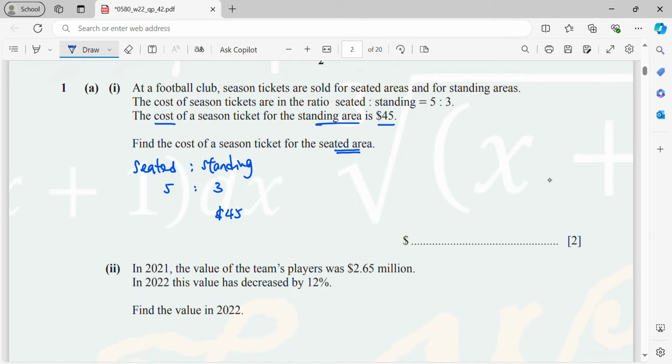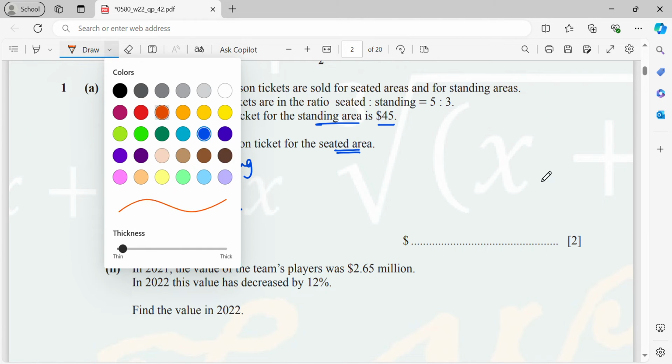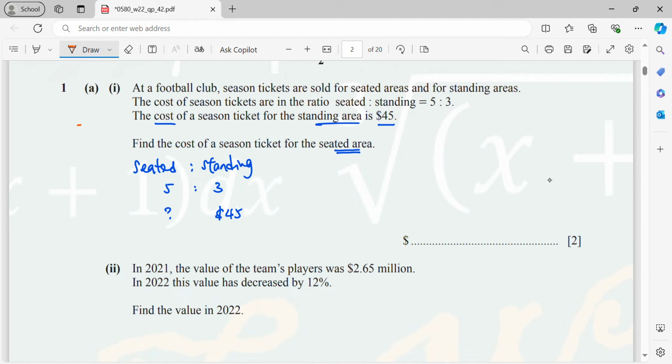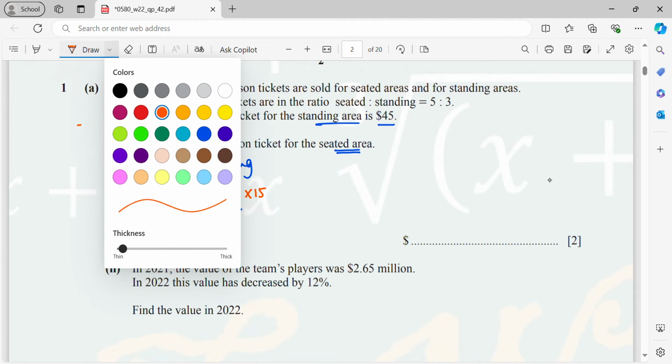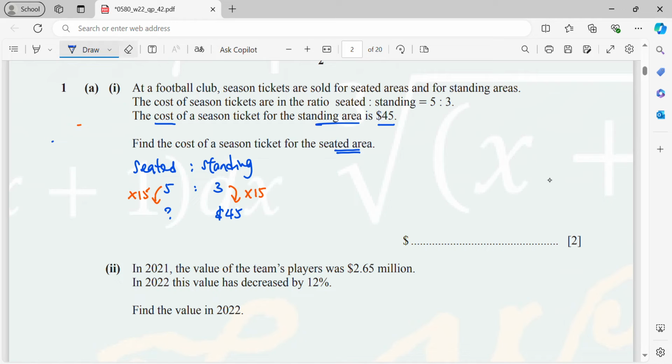So I need to find out what this is. We know that 45 divided by 3 is 15, or you times 15 to get 45, which means this 5 needs to be multiplied by 15. So the cost equals 5 times 15. That is going to be 75. So that is $75.